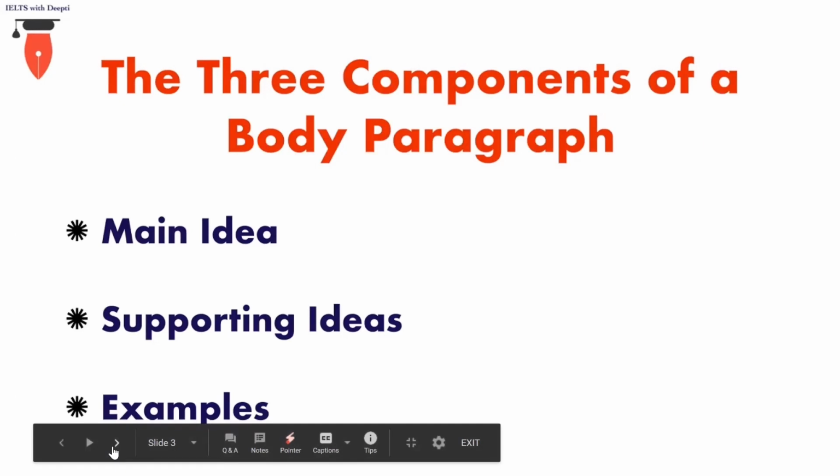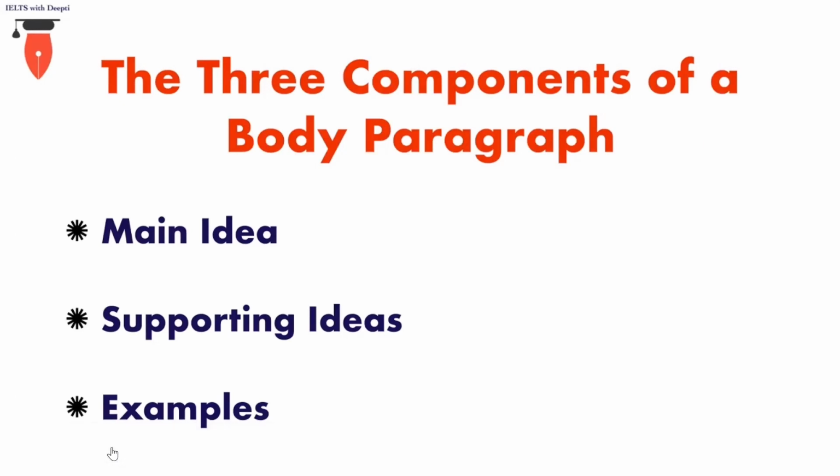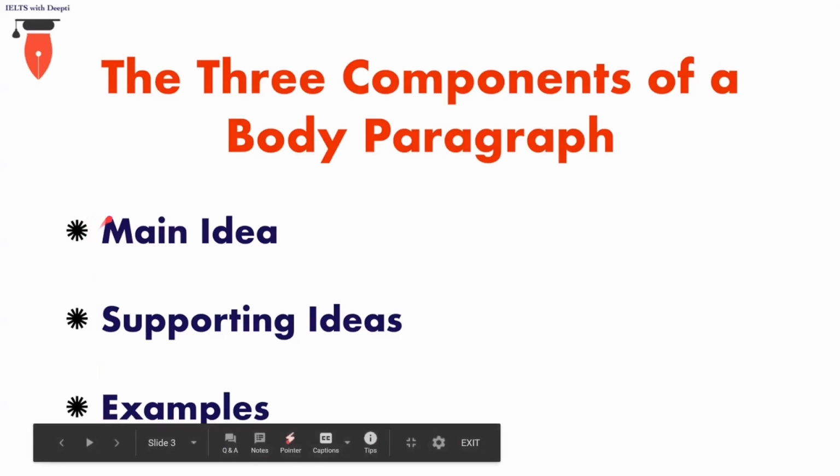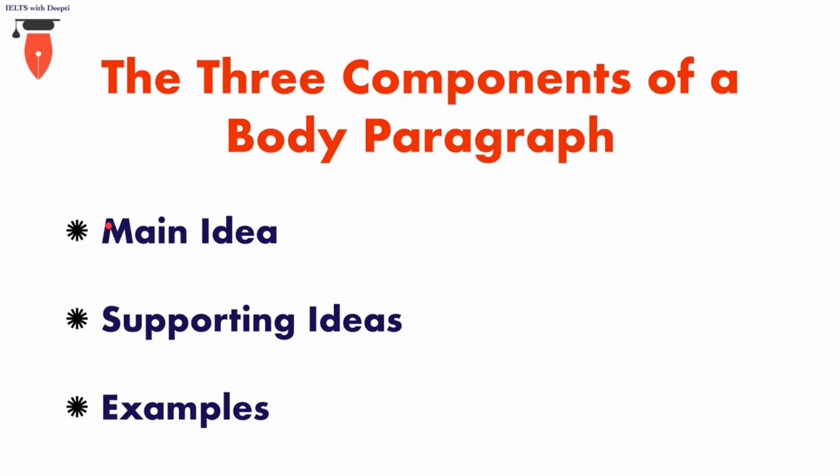in your essay. Now, the 3 major components of the body paragraph are the main idea, the supporting idea, and examples. When we talk of the main idea, we all know that every essay has a question that follows. Now, this main idea is answering the question. So, the primary point that highlights the answer to that question would come in the main idea. Then, the main idea will be supported by 2 to 3 supporting ideas.